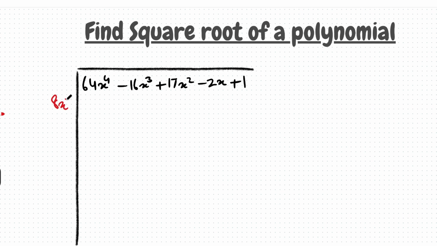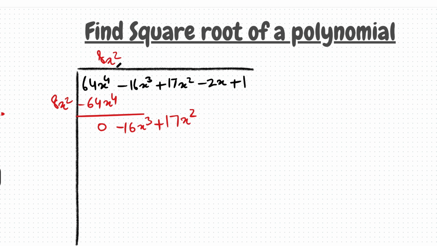So we'll write 8x square here and 8x square in the answer, and if we multiply both of them we'll get 64x to the power 4, and if we subtract them we'll get 0. Next we take out the next two expressions from the polynomial. So these are minus 16x cube and 17x square.